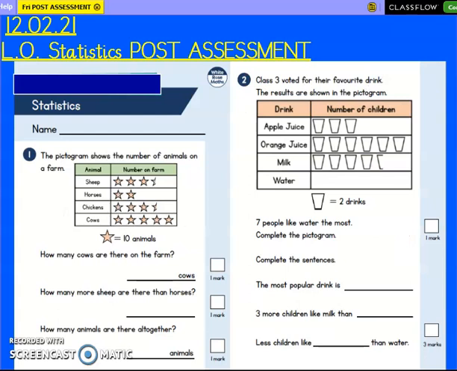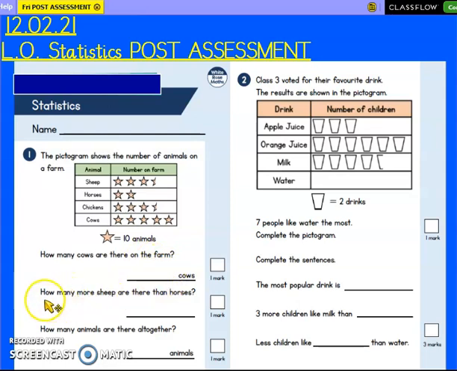Let's have a look at this one. Statistics post-assessment. Number 1, record your name here, and this is going to be stuck into your book, please. Number 1, the pictogram shows the number of animals on a farm. Sheep, horses, chickens, cows. And here's the number represented using stars. Each star is worth 10 animals. So think what half a star would be. How many cows are there on the farm? Pause the video, write your answer here.